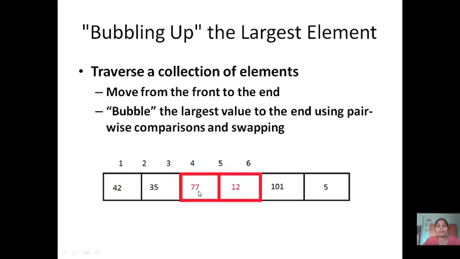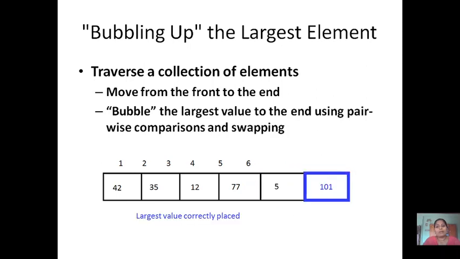Again, the third and fourth elements are compared. The third element is bigger than the fourth, so swapping is performed. Again, the fourth and fifth elements are compared, but the fourth element is less than the fifth element, so I don't need any swap. Now I will compare the fifth and sixth elements. The fifth element has a bigger value than the sixth element, so we are swapping it.